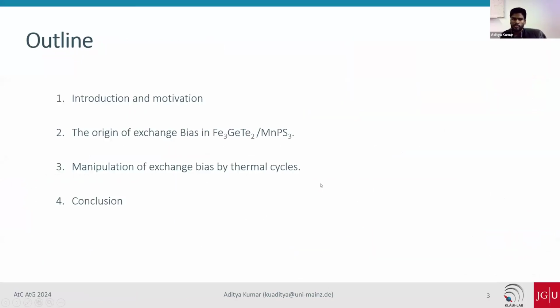So now I would draw a brief outline of the talk. I would start with a brief introduction to the concept of exchange bias and why we want to use van der Waals materials for it. And then I would look into the origin of exchange bias in this heterostructure. After that, we would see how thermal cycles can manipulate the exchange bias. And finally, we would discuss the conclusion.